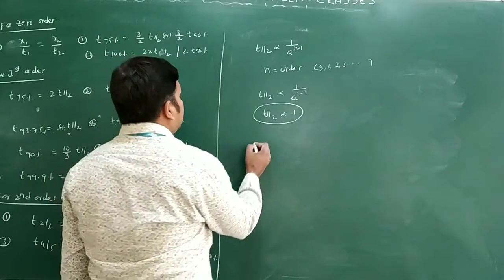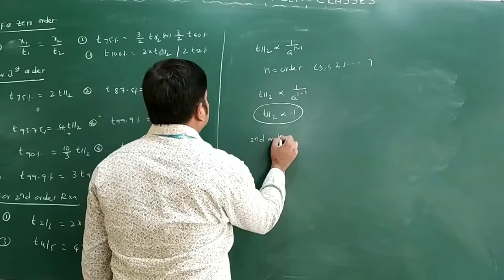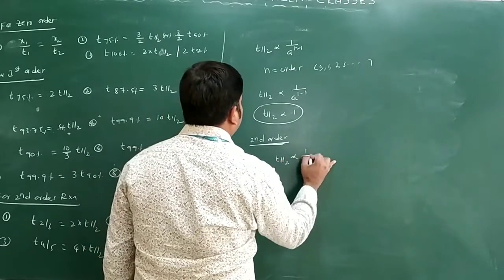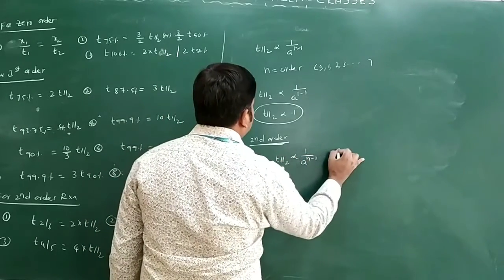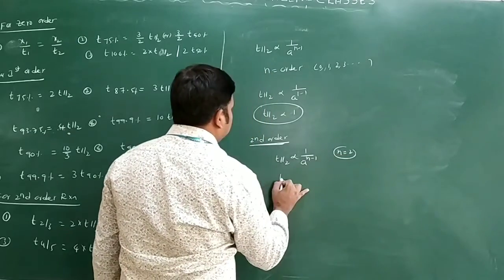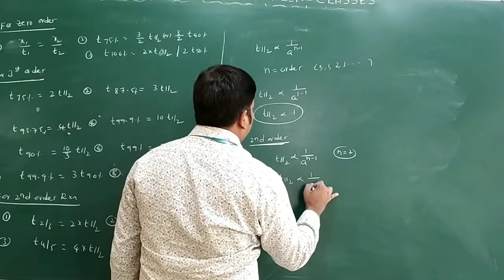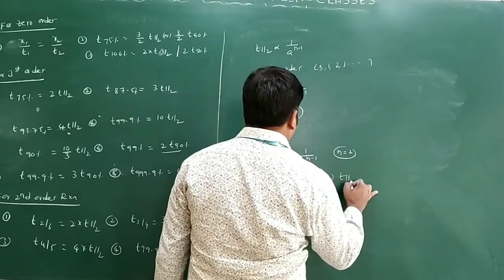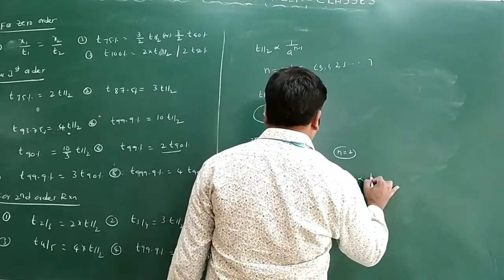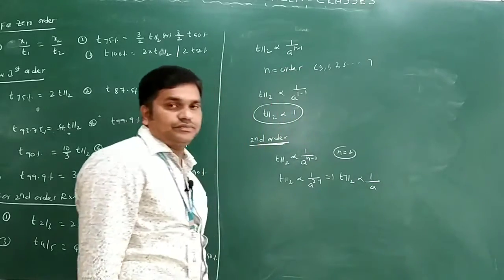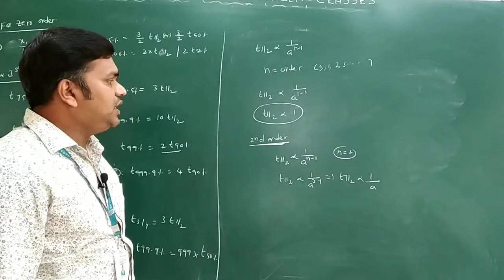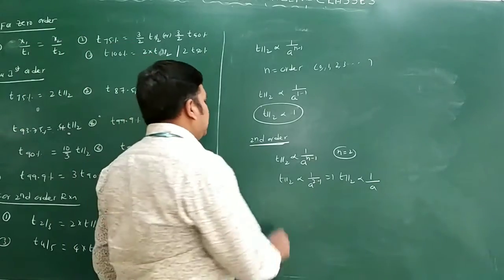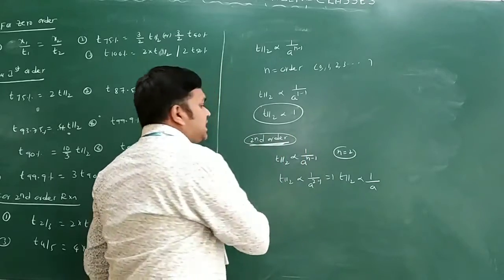Suppose you are taking the second order reaction. T half is inversely proportional to 1 by a power n minus 1. Here n is equal to 2. So T half, what will you get? A power 2 minus 1 you will get. From this, T half is proportional to 1 by a. This is what here? T half is inversely proportional to the initial concentration of the reactant, particularly for the second order reaction.